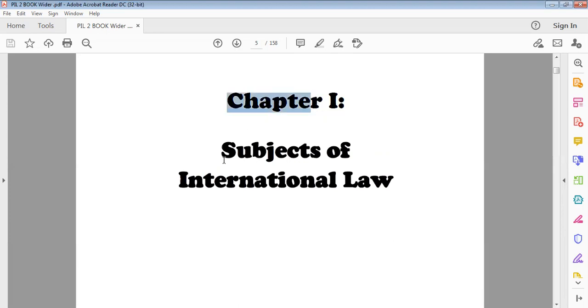So chapter one here is titled Subjects of International Law or Persons of International Law. Who are the persons of international law? Look, to know what person means in any law, the person is any entity which is capable of rights and duties that are enshrined within a statute or a law.